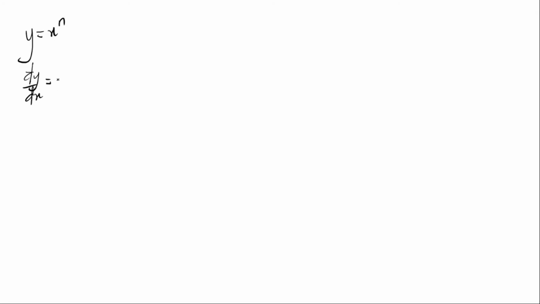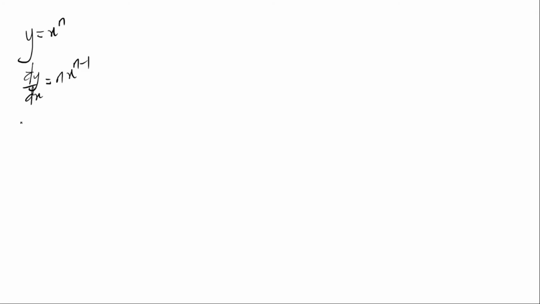The power now comes down. We have n multiplied by x raised to the power n minus 1. So we use the power to multiply the coefficient of x, and then we subtract 1 from the power, and that becomes our differentiation of the function above. So let's look at an example.